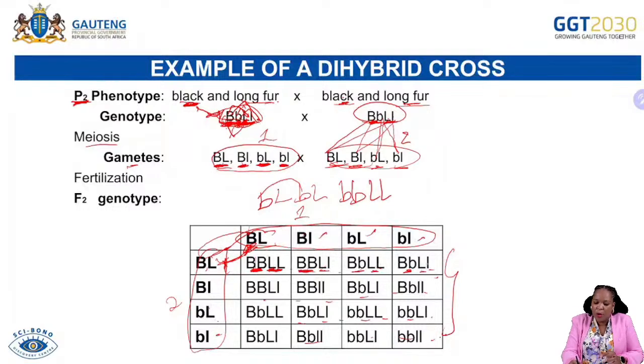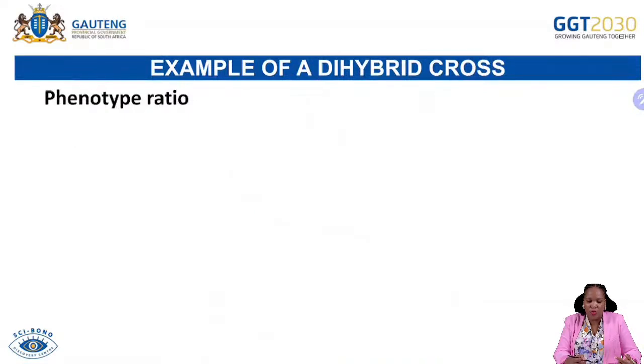How do you know? Because you know that dominant is long, dominant is black, recessive is brown, recessive is short. This one will be black with short fur. This one will be black with short fur, black, long fur, black, long fur. Then the situation differs in the homozygous or heterozygous, so you must be able to tell those. So let us check the ratio.